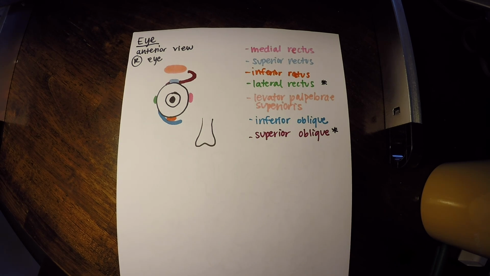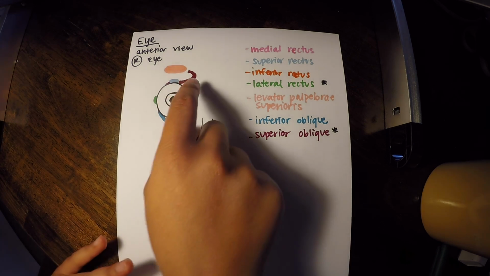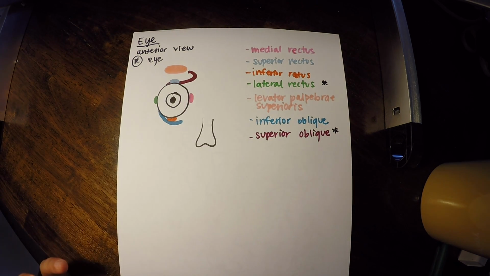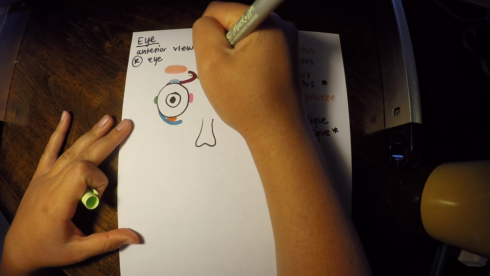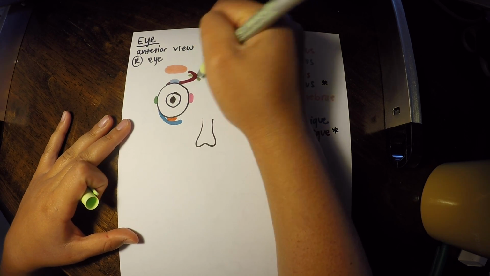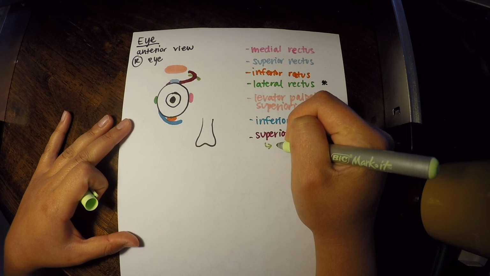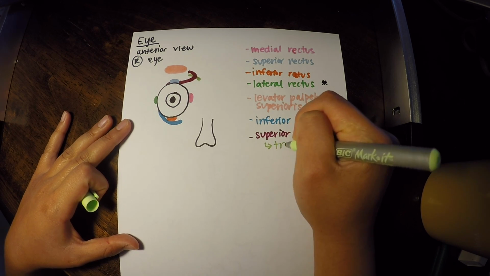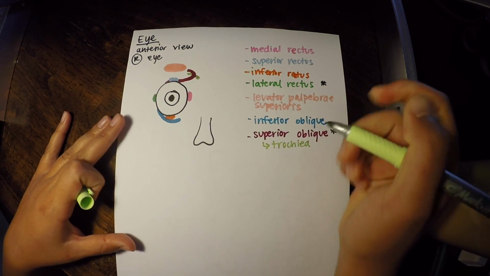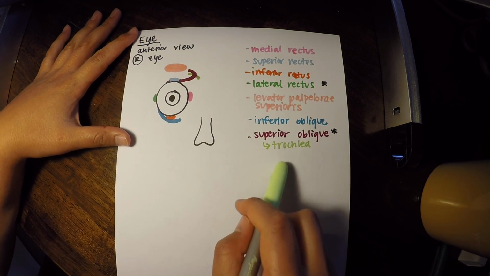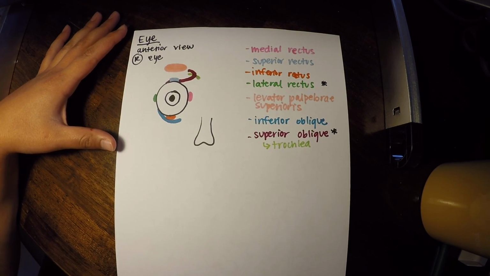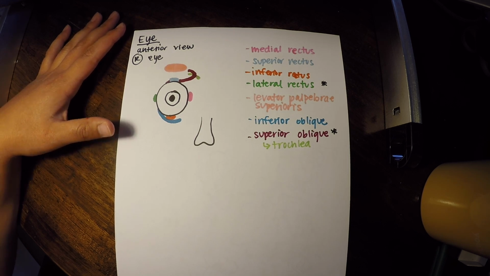Now, you can remember that the superior oblique is innervated by the trochlear nerve, which is cranial nerve 4, because you see how there's this weird curve here on the superior oblique? Well, there's actually something specific that holds it up like that. So I'm going to draw that in. It's this little structure that I'm drawing in green, and that is called the trochlea. And that's what holds the superior oblique up. So that's how you can remember that the superior oblique is innervated by the trochlear nerve, which is cranial nerve 4.